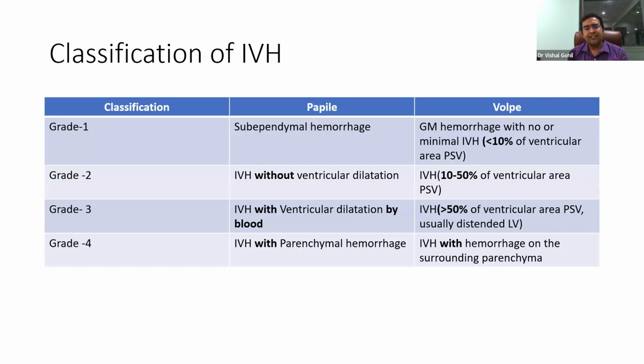And when there is bleeding not only in the interventricle but in the parenchyma, that is your grade 4 IVH. If I talk about the Volpe classification, which is based on ultrasound, in grade 1, your IVH remains in the germinal matrix, with or without less than 10% of the ventricular area. If it is up to 50% of ventricular area bleeding in the lateral ventricle, that is your grade 2 IVH. And if the baby has more than 50% bleed in the lateral ventricle, of course they are going to dilate. So ventricular distension you can see if it is more amount, that is your grade 3 IVH. And when the IVH is associated with parenchymal hemorrhage, that is your grade 4 IVH.